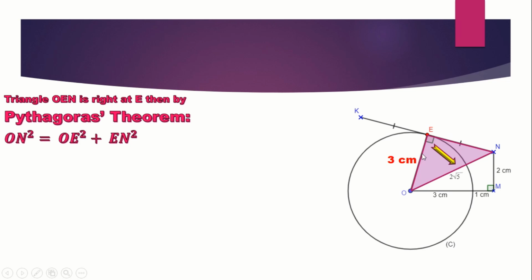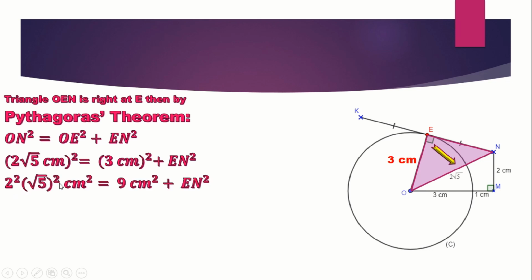Now we replace each side by its value. ON squared, we have it 2 radical 5, so we write it 2 radical 5 all squared equal OE squared, which is 3 cm all squared, plus EN squared, we copy it the same. Now 2 radical 5 all squared, can't we distribute the power? We have nothing between 2 and radical 5, so it's times. So we can write it as 2 squared times radical 5 squared. Also the unit is squared, so it's centimeter squared. Equal 3 squared, which is 9 centimeter squared plus EN squared. Now 2 squared, isn't it 4? Times radical 5 squared, isn't it 5?